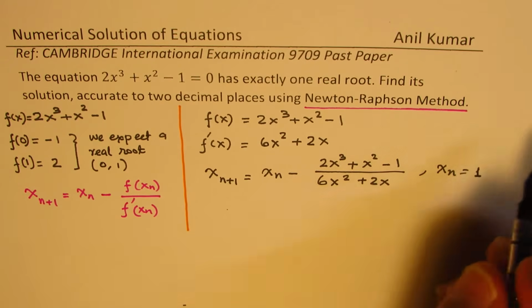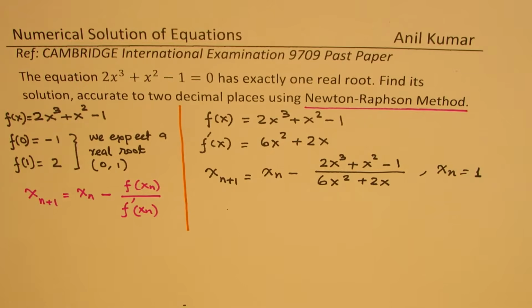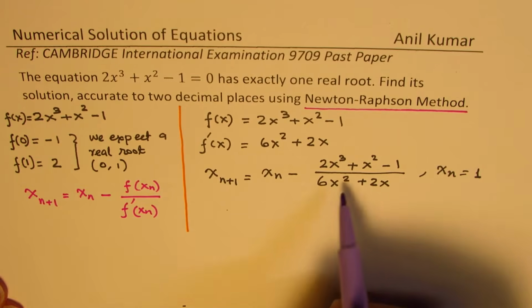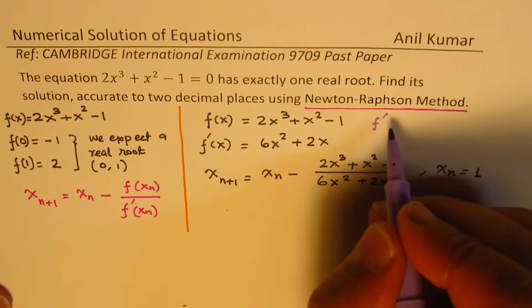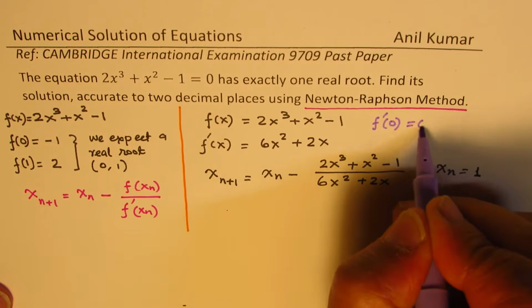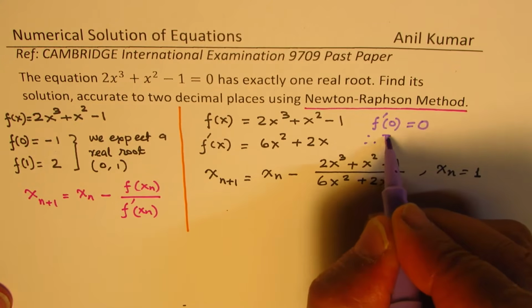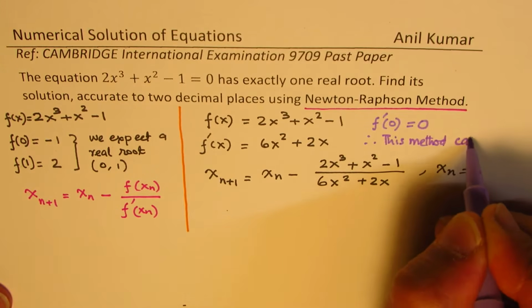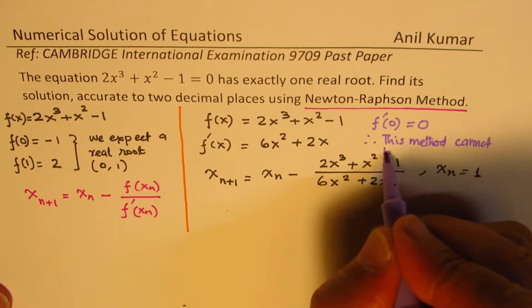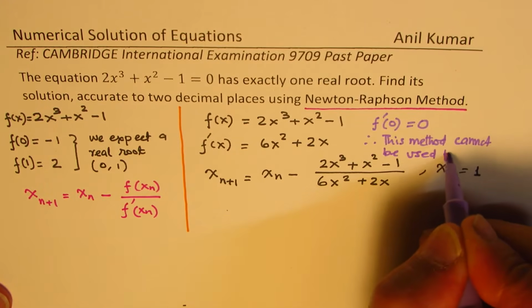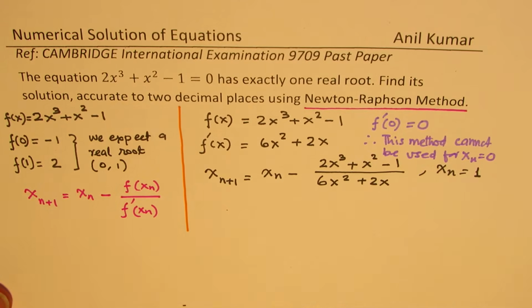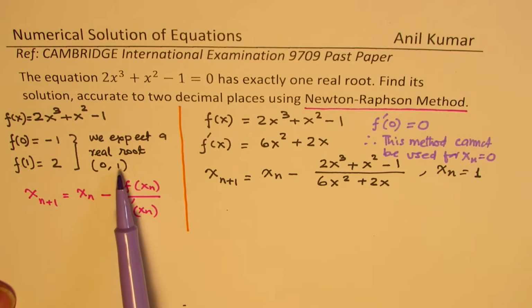As you can clearly see, let me write down in a different ink here. We have f dash 0 is equal to 0. Therefore, this method cannot be used for xn equals 0. Clear? Because that will become 0. Perfect. So we are not starting with 0. We are starting with 1. So I hope that part is clear.